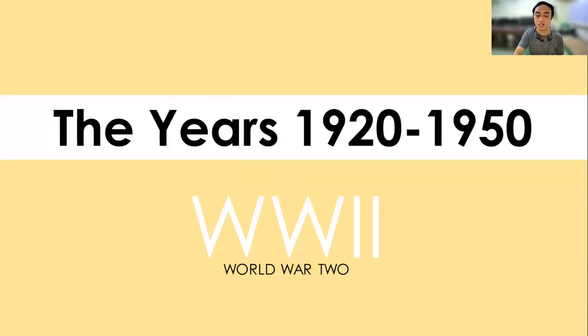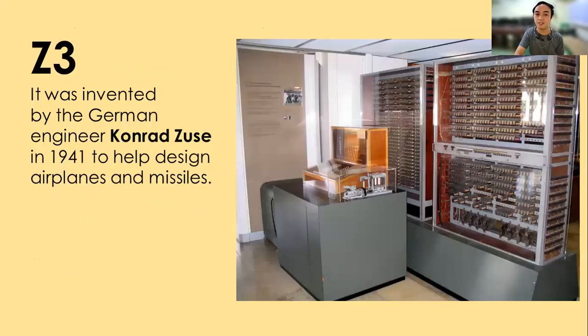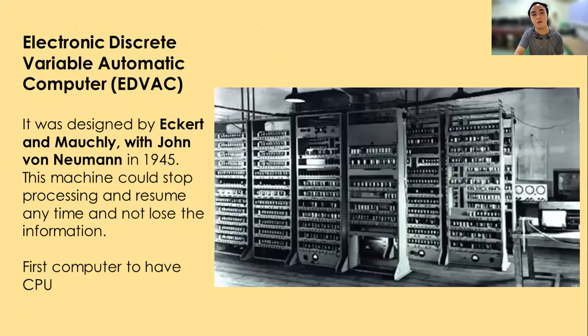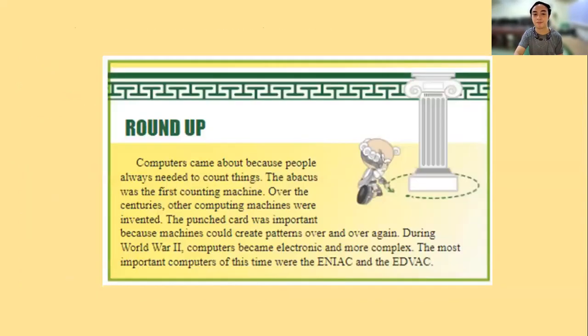So let's recap the computers invented during World War II. We have the Z3, the Colossus, the Electronic Numerical Integrator and Calculator or Computer, and the Electronic Discrete Variable Automatic Computer. Computers came about because people always needed to count things. Computer was basically to compute numbers. That's why it's called a computer.